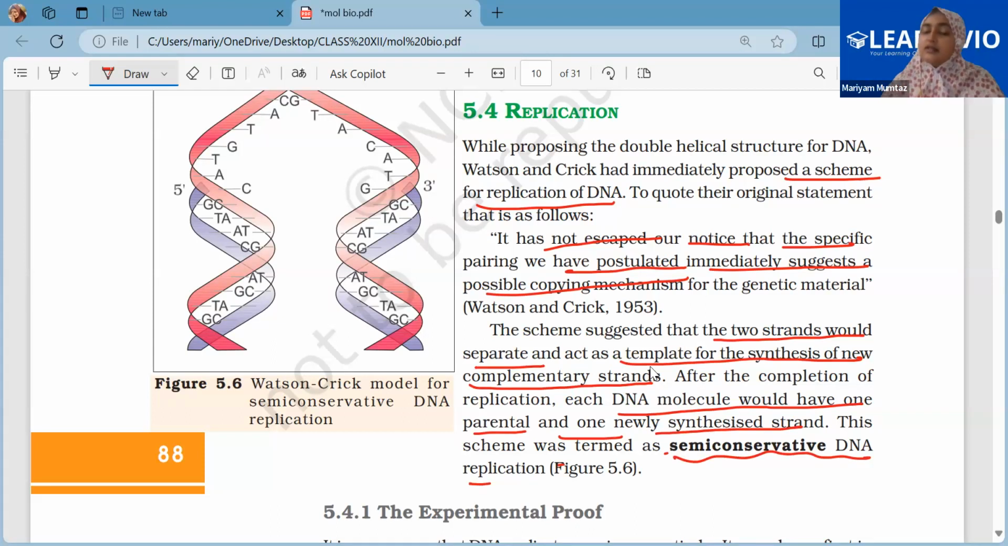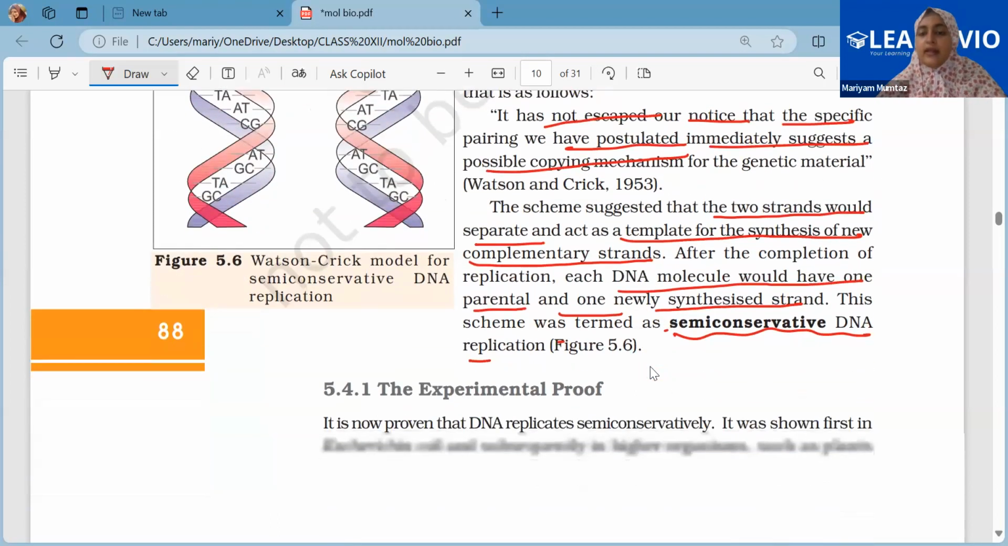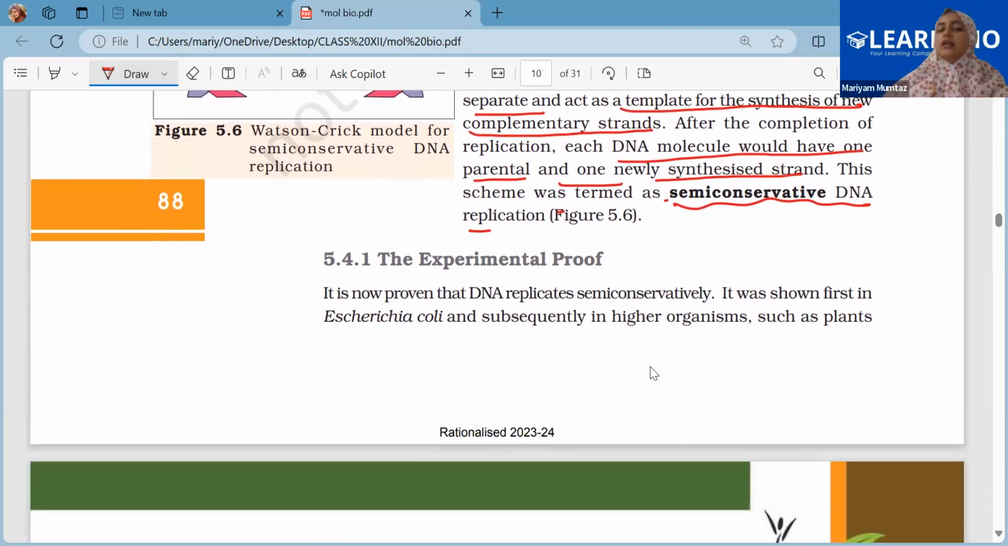Why is it semi-conservative? Because out of the two strands in a DNA, one is the parental DNA and the other one, the newly synthesized one. So that is why it is termed as semi-conservative. Now again, the experimental proof to tell us, is it really semi-conservative? Yes or no? Now it is proven that DNA replicates semi-conservatively.